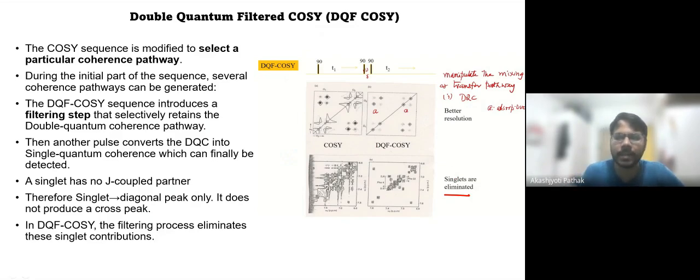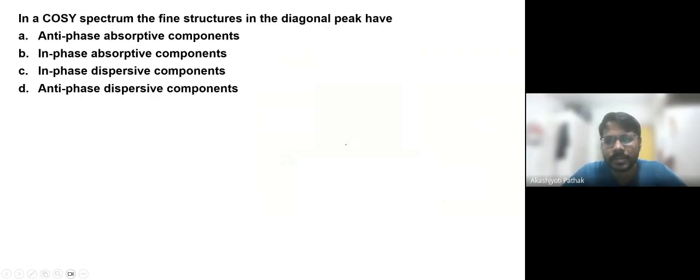In the COSY spectrum, you can see that even the diagonal peaks are not well resolved. They are clumped together.